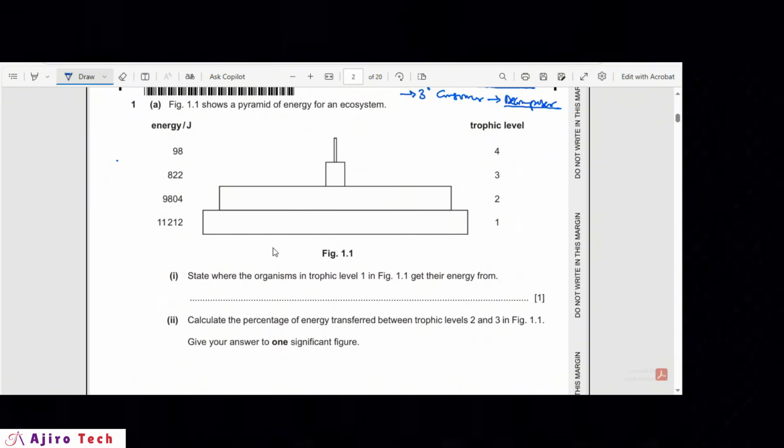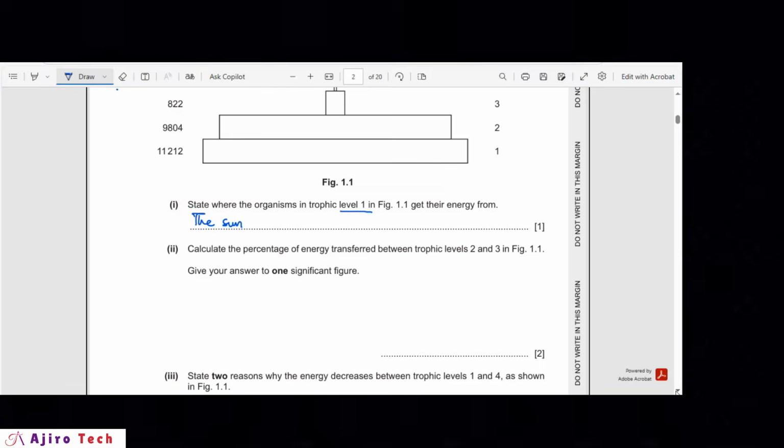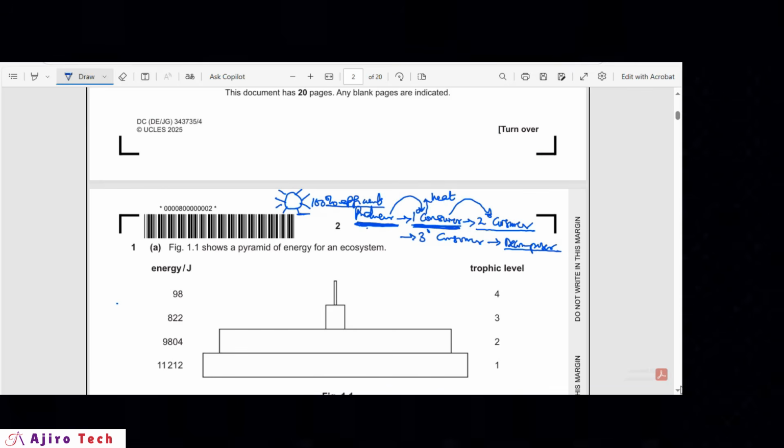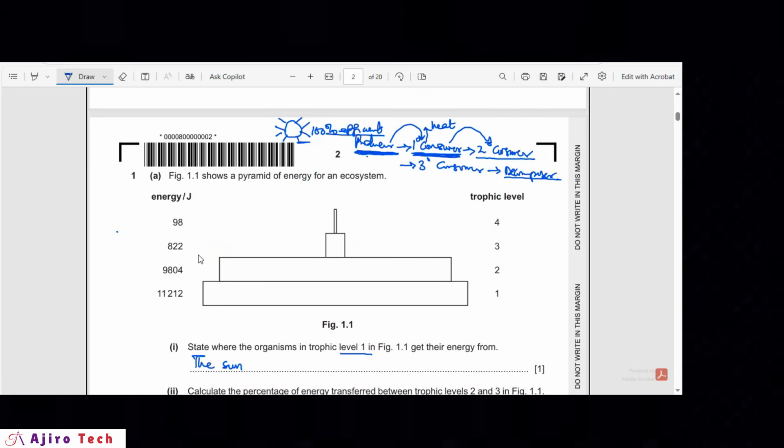So the ultimate source of energy to the organism in trophic level 1, which is outside the ecosystem, is the sun. It's an external source of energy. So we have to calculate the percentage of energy transfer between trophic levels 2 and 3. This question is asking you to calculate how much energy has been transferred from here to this place.